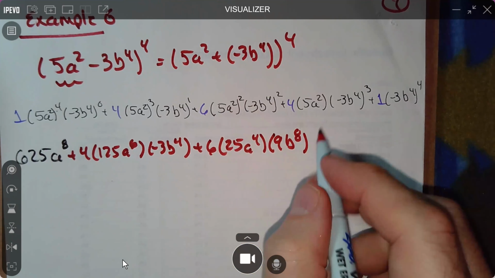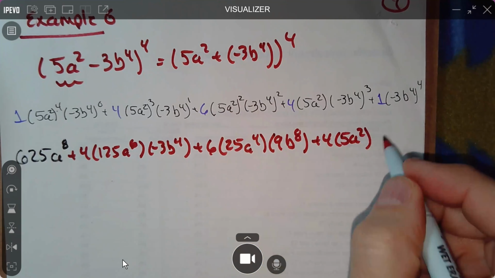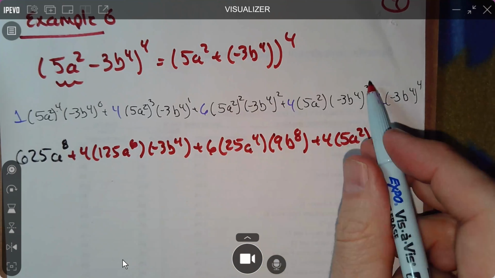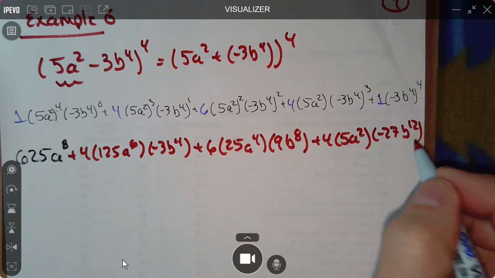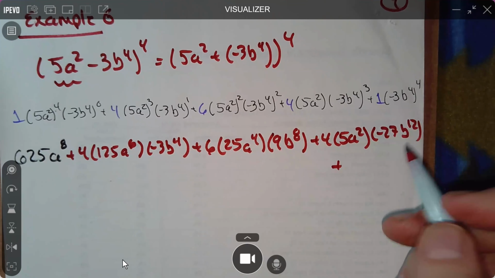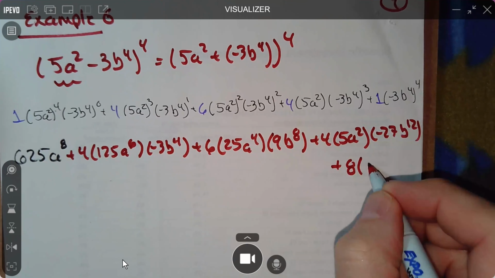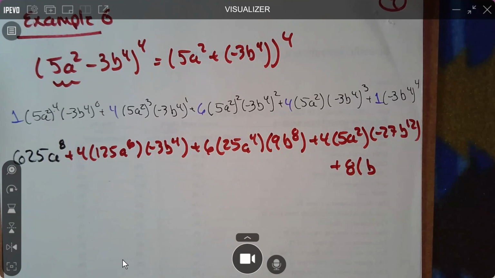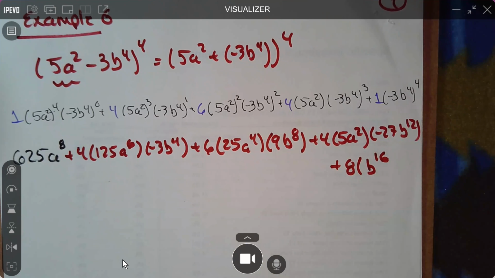And plus 4, 5a squared. And that's going to be negative 3 cubed, which is negative 27, b to the 12th. And the last one, negative 3 to the 4th power is going to be 81. B to what power? 16. Yeah, b to the 16. Thank you. Let's go through and see if we can't clean that up a little bit.